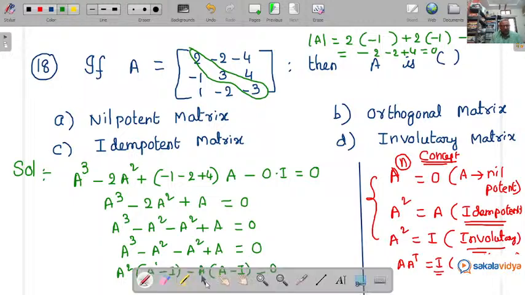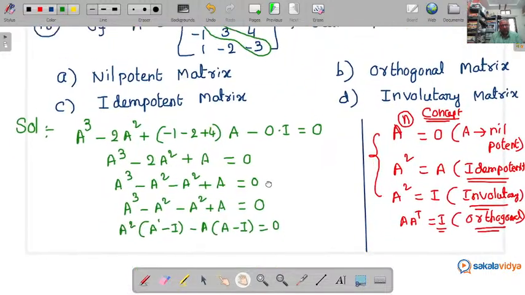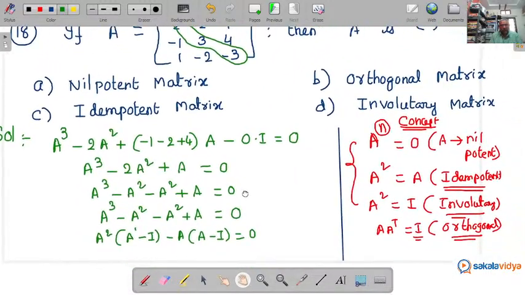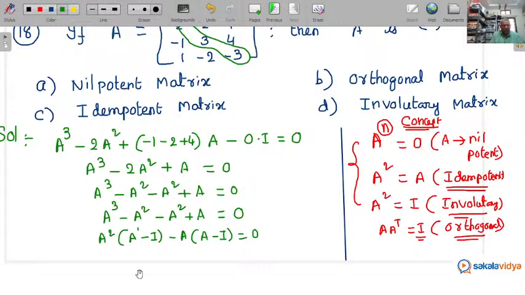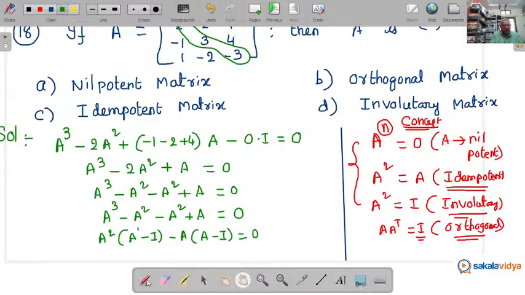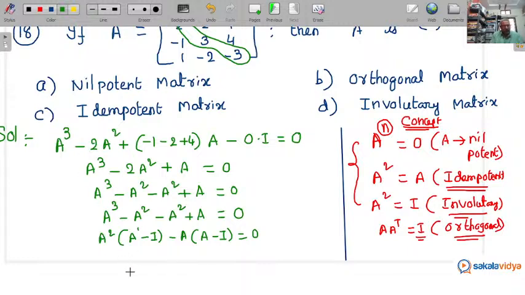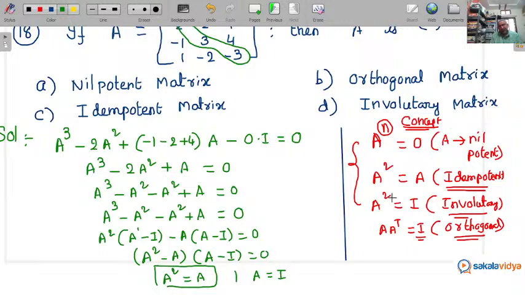Then what do we get? Very interesting. We get A square minus A multiplied with A minus I equals 0. So here you get two cases, A square is equal to A and A is equal to I. If A square is equal to A, that is the idempotent matrix. So C is the right option.